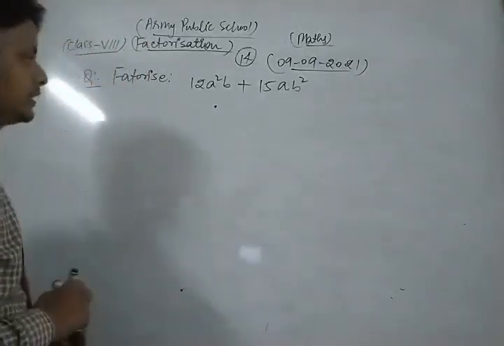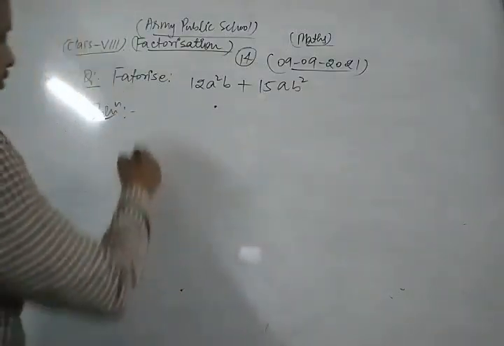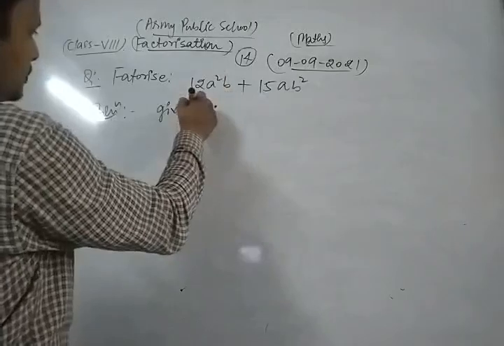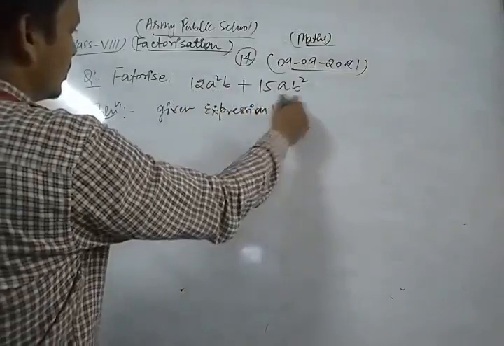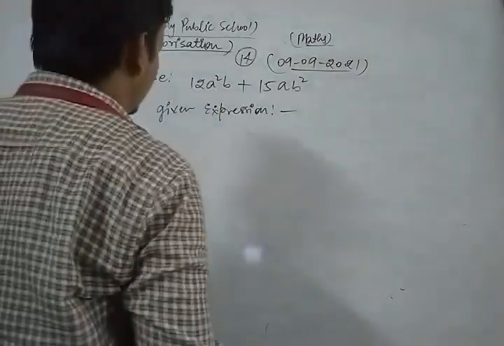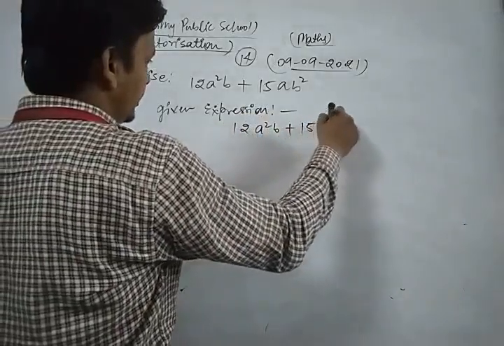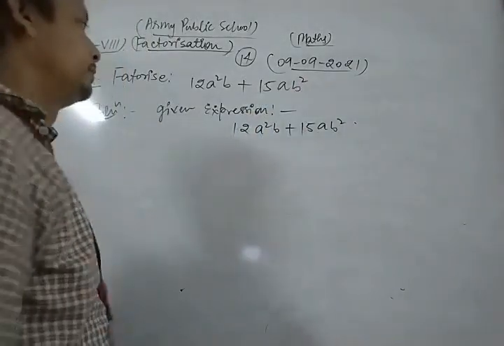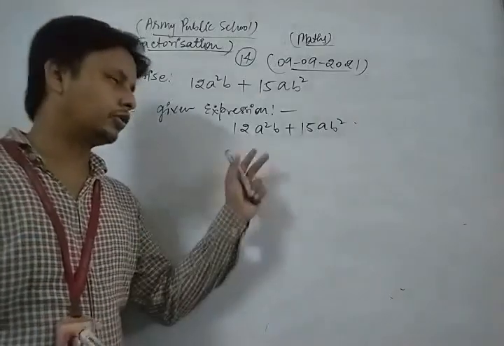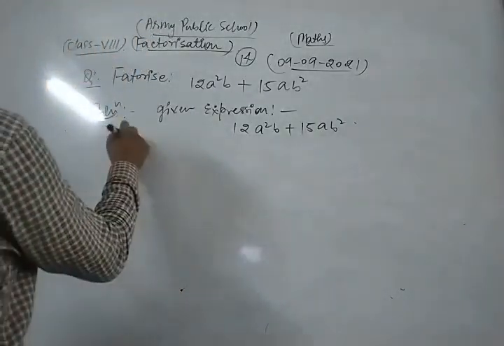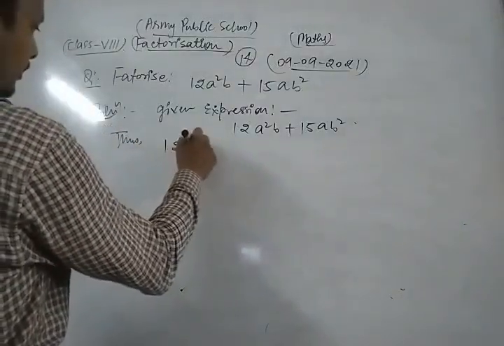So what is the method to solve that question? Let's see. So first of all we write the given expression, means the algebraic expression. This is 12 a square b plus 15 ab square. Now first of all we do the prime factorization of each term. Thus first we take the first term, 12 a square b.